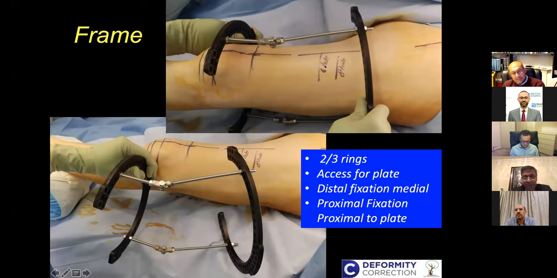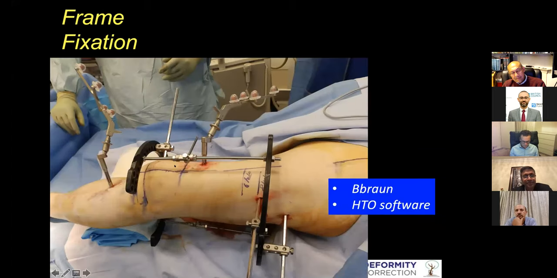It's important to leave the space open. If you're going to use a plate, then you need to put a 2/3 ring so that all this space is open for you to put in the plate. And so your ring is not in your way, and you put your hinge accordingly where you're going to put it. Once you put it on, you see both the pins are well away here. I'm going to use a 6-hole plate. I've got plenty of space here.